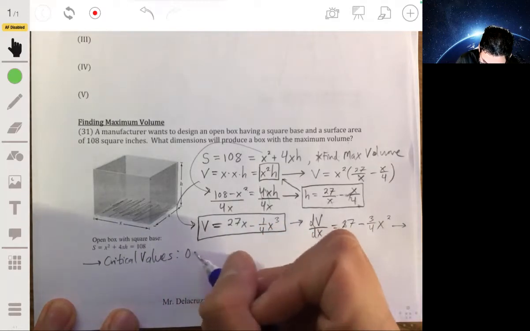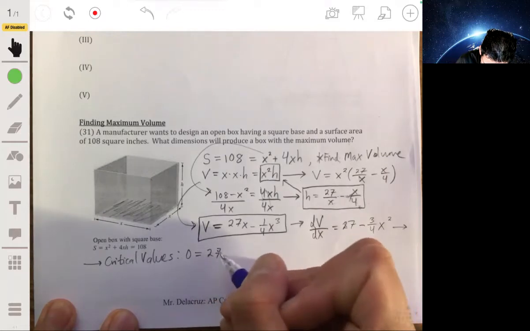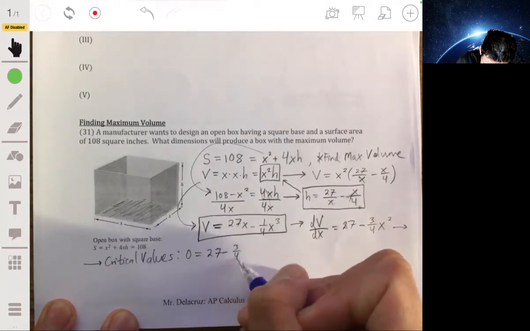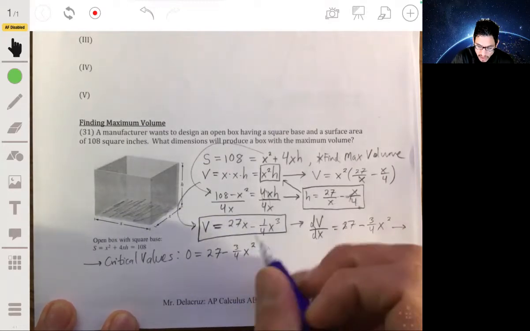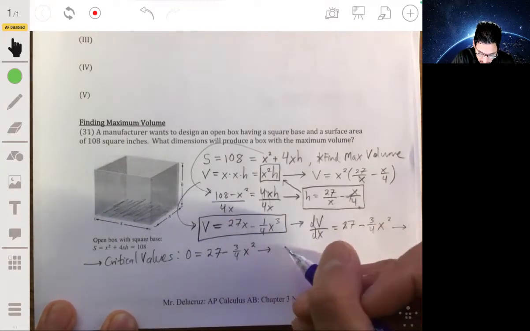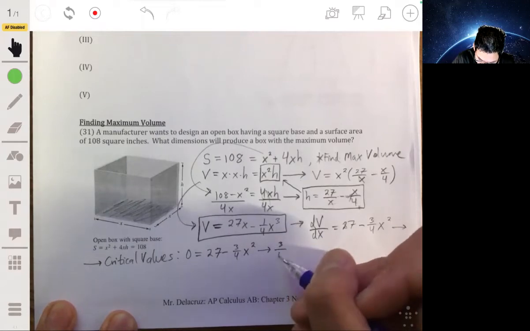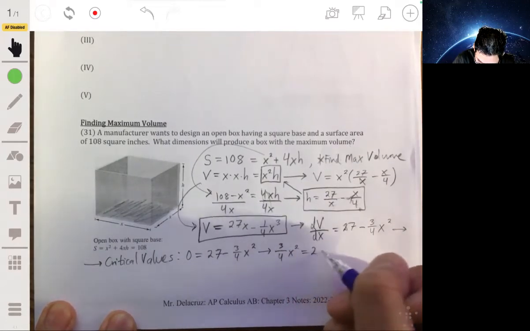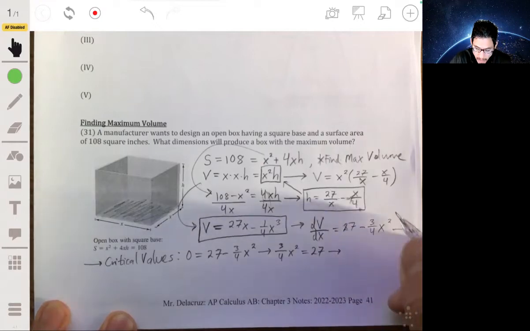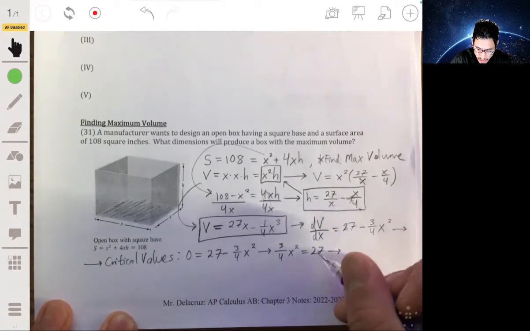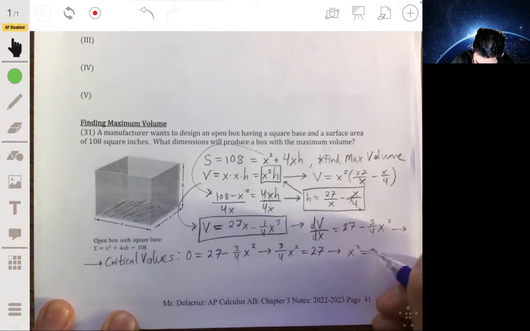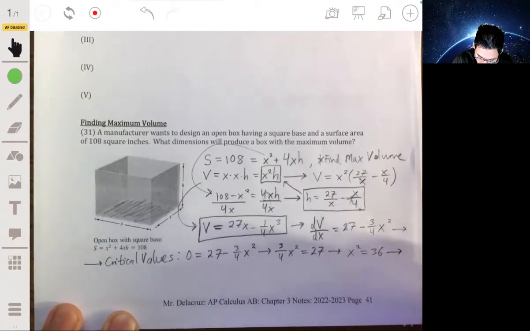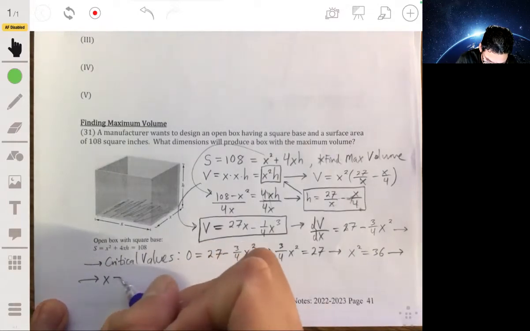Now find the critical values here. So set this equal to 0. 0 equals 27 minus 3/4 x squared. Solving this, 3/4 x squared equals 27. I'll get 9 times 4, x squared is 36. And then that means my critical values would be x equals 6 and x equals -6.